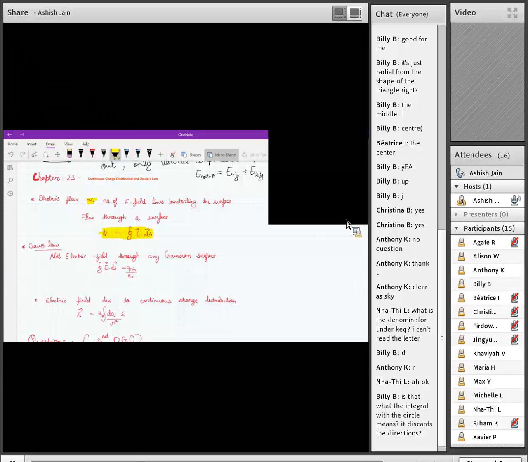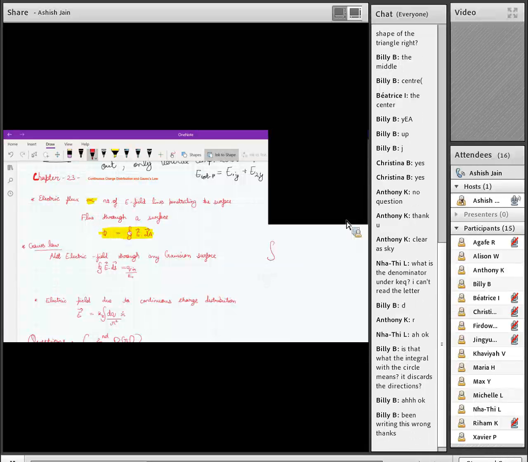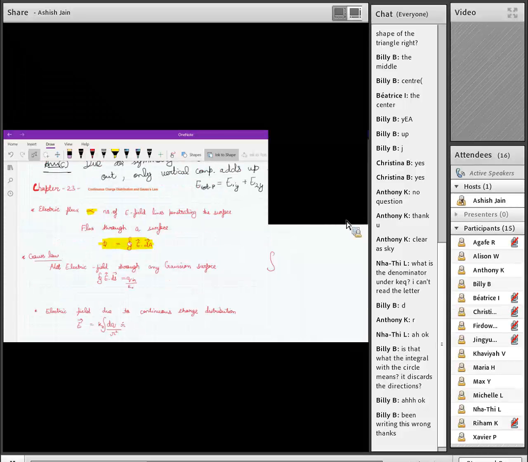I'll tell you what the meaning of this little circle is. It means it's a closed surface. So in integrals, whenever you write that for any surface integral, let's say v dot dA or anything, if you type it without the circle, that means this is not a closed surface. For any closed surface, you draw this circle, or you write this surface, and that means it's a closed surface.